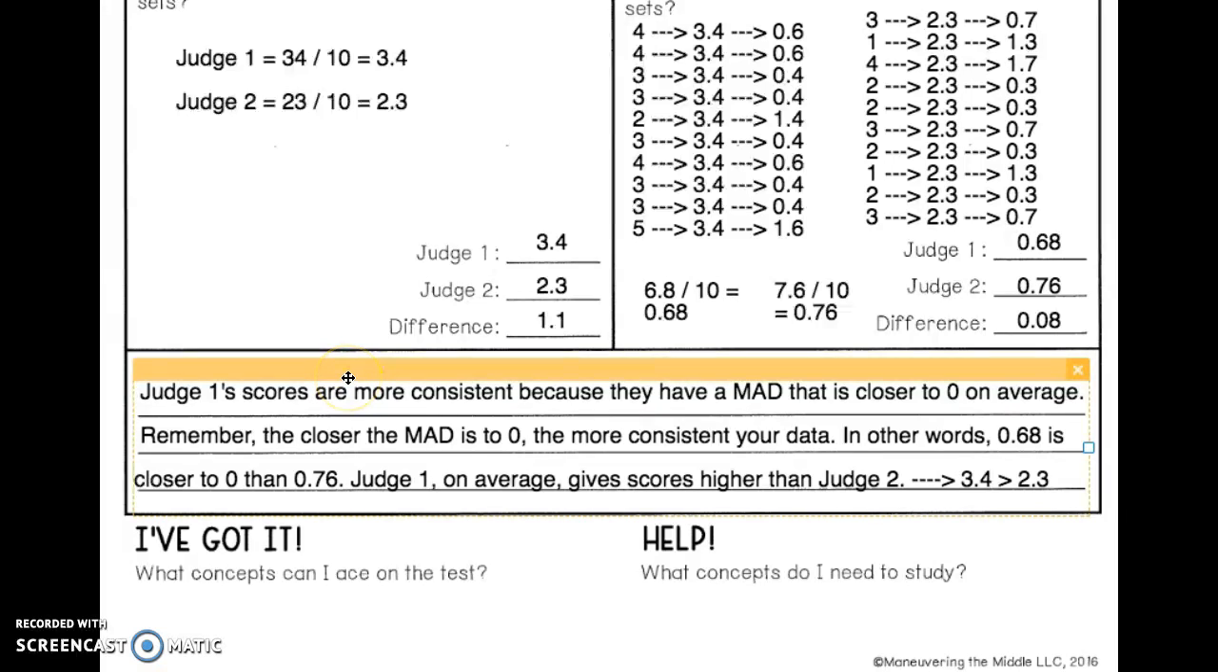And then also, Judge 1 on average gives scores higher than Judge 2. And you can see that from this question here. 3.4 is obviously higher on average than 2.3.